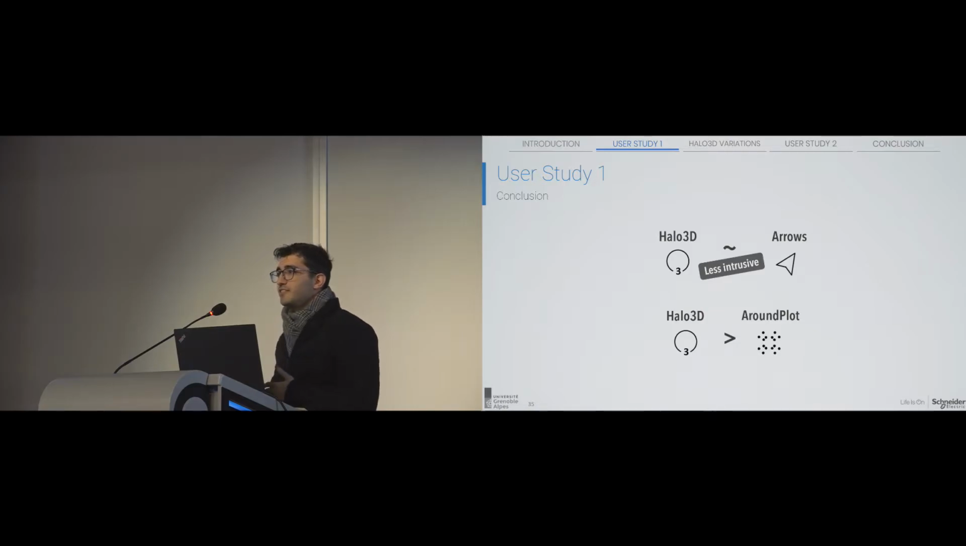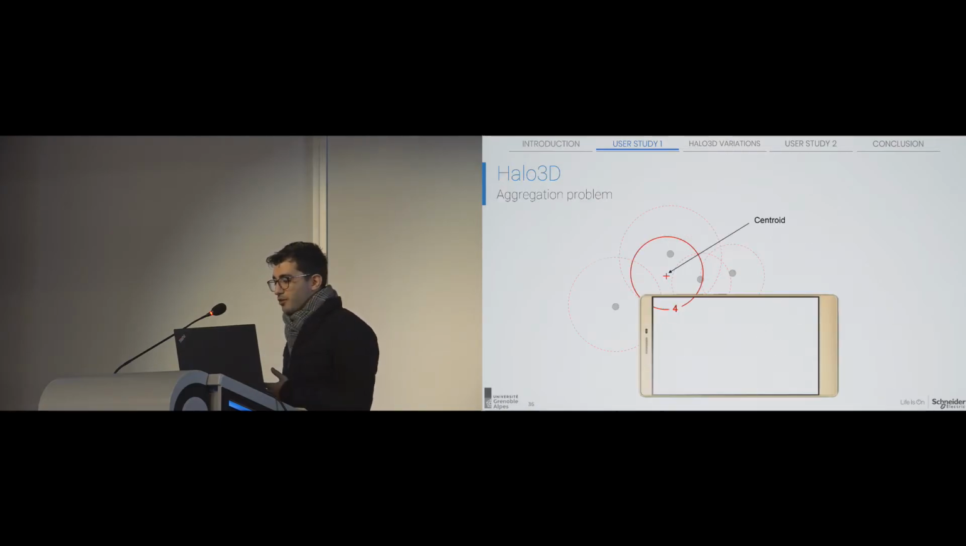However, from the interview at the end of the session, users raised concerns about the way the aggregation was visualized on screen. Because Halo 3D only indicates the direction towards the centroid of a cluster, we lose the information about the spatial distribution of the points of interest inside of a cluster.